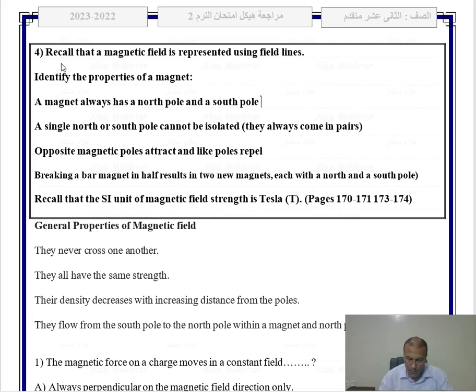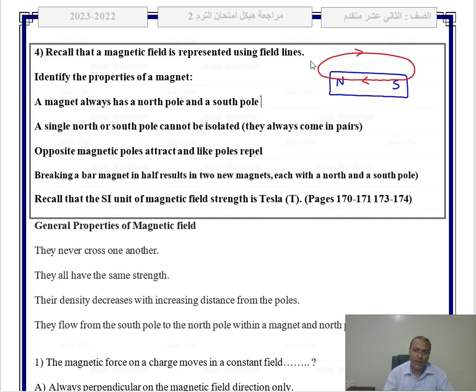Question number 4. Recall that a magnetic field is represented using field lines. I think all of us know that a magnet consists of north and south poles, and there is a magnetic field inside and outside the magnet. Outside the magnet it goes from north to south, inside from south to north, and it is represented by these lines. Identify the properties of a magnet; the properties are written in the question.